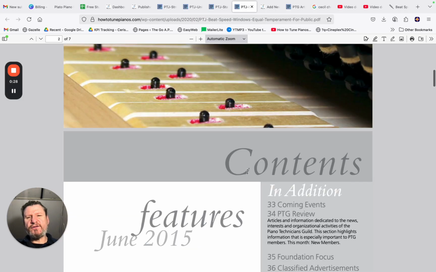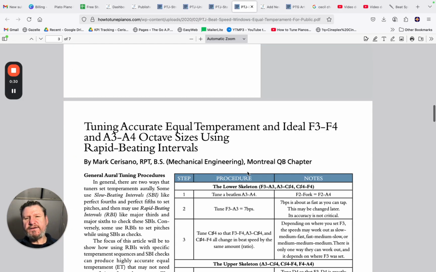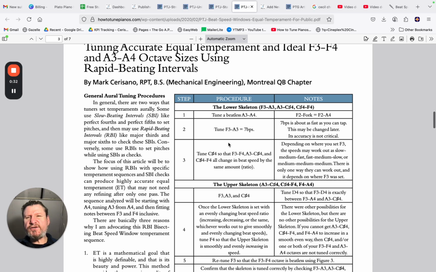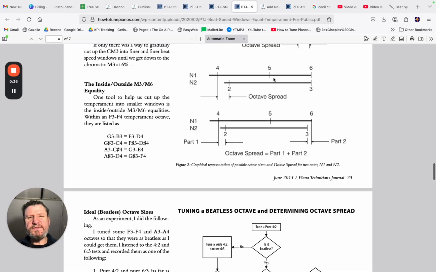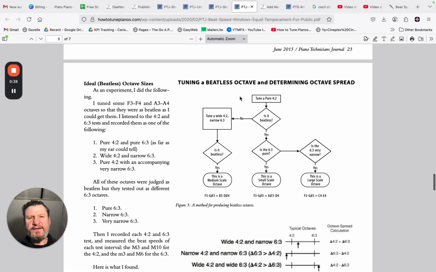Here's the article here, and there's a procedure written there. There's diagrams that show the octave spread. There's a flow chart for measuring the octaves.